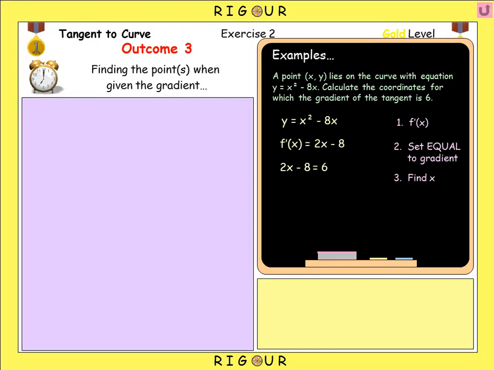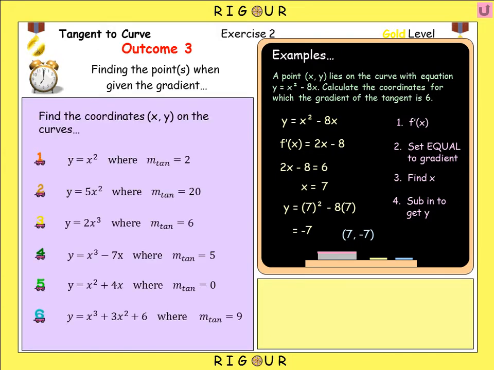So in this particular case you could set equal to 0 or factorise, but it's probably easier just to add 8 and divide by 2, which means that x is going to be 7. So we find y by substituting into the original function, y equals x squared minus 8x. So subbing 7 in gives us a y coordinate of minus 7, which leaves us with a final answer of the point (7, minus 7). So f dash x, set equal to the gradient, find x, sub in to get y.